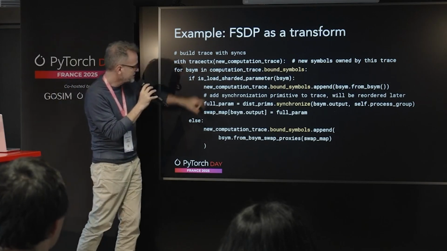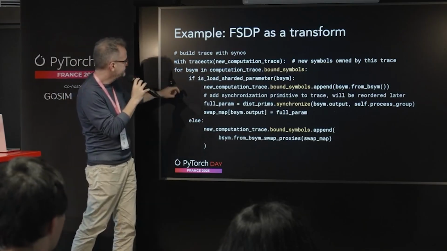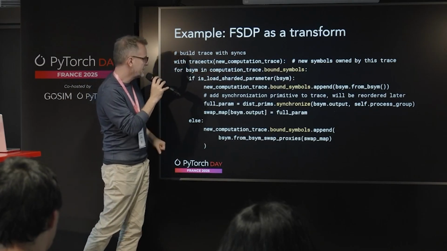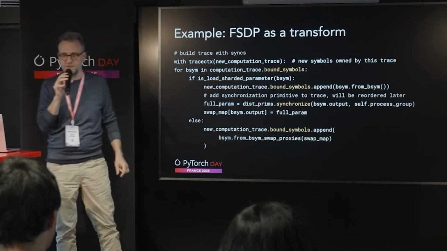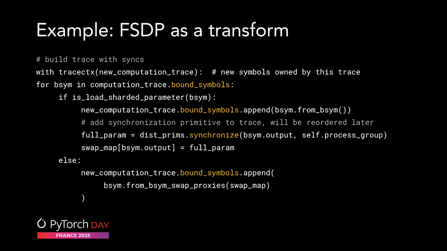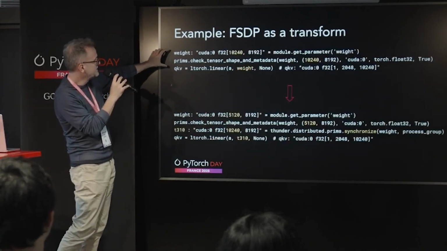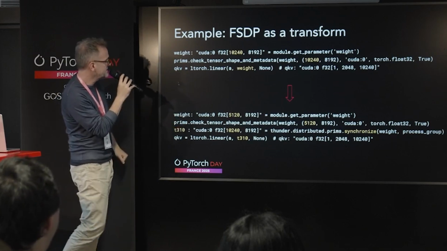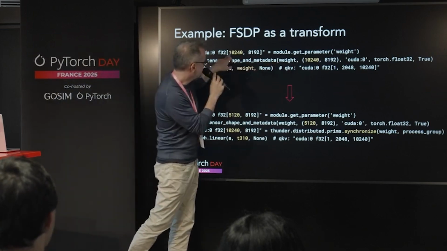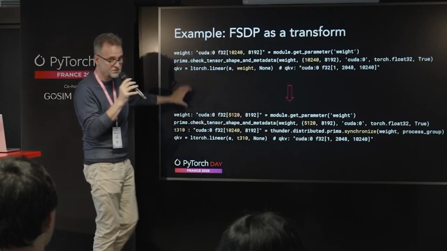And then there's some logic: if I encounter sharded parameters, I can put some synchronization primitives here so that for the computation, I gather all the parameters from my peers, and then I do the computation, and then I deallocate things properly. So I have the full unsharded parameter to do the computation with. And so basically I go from here to something that looks like this, where you see that the sizes in the metadata have changed in the graph.